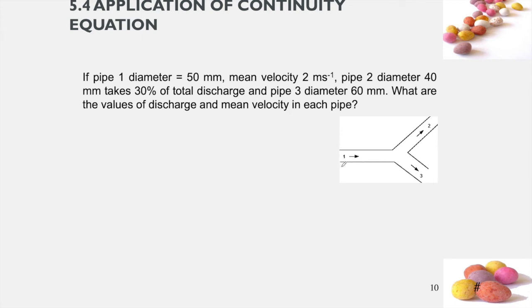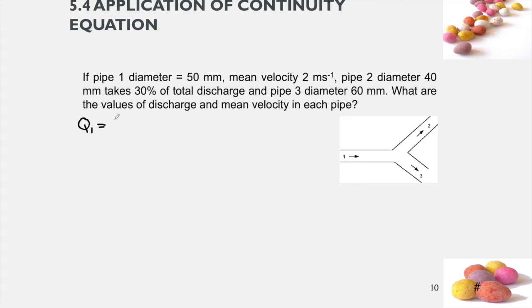The velocity or discharge at point 1 represents the total discharge, because from 1 it will be separated into two pipes. Okay, from 1 divided into 2 pipes. So pipe 2 plus pipe 3 is equivalent to pipe 1. So therefore, we have to calculate the volume flow rate or discharge at point 1.